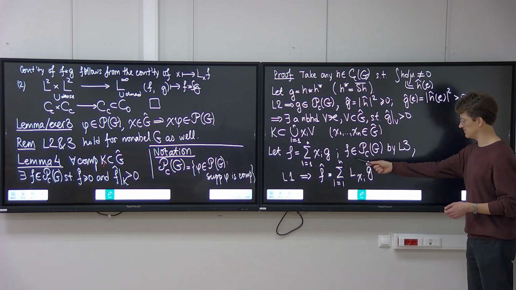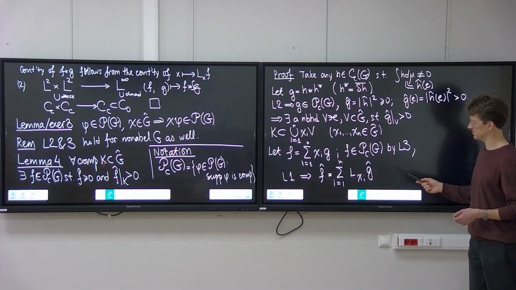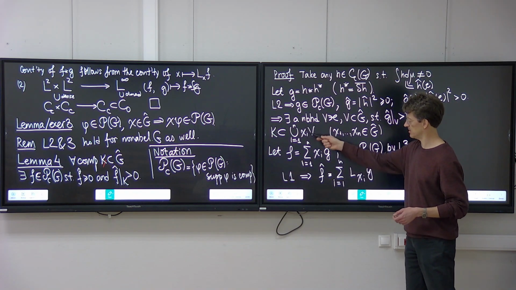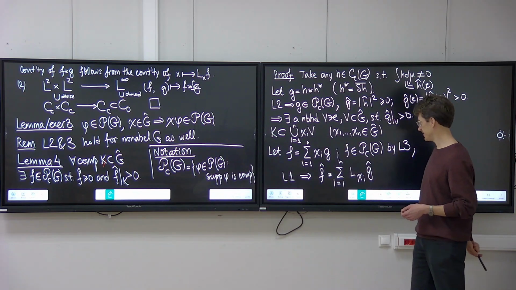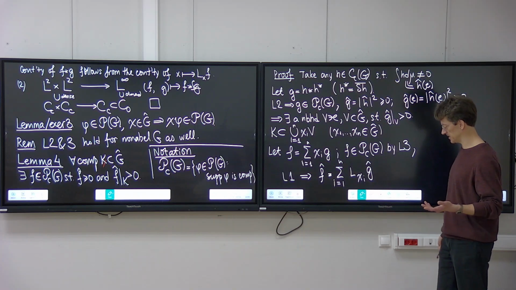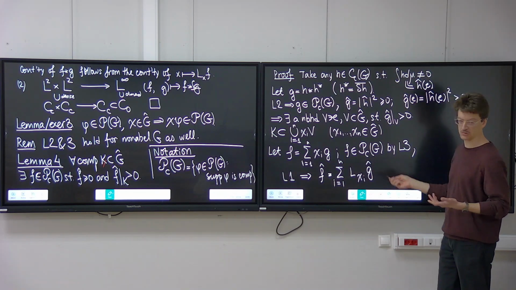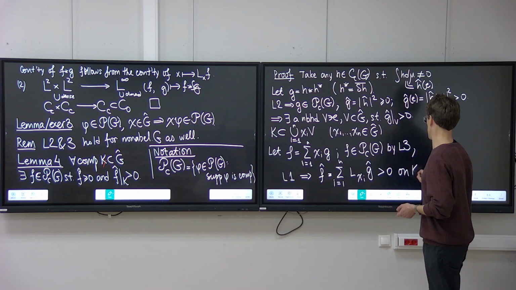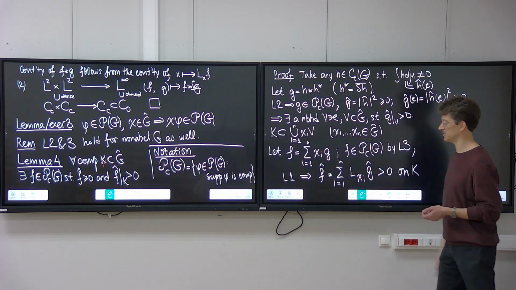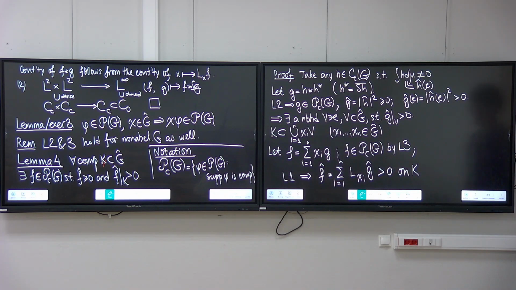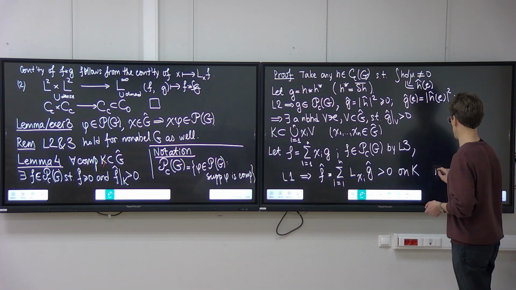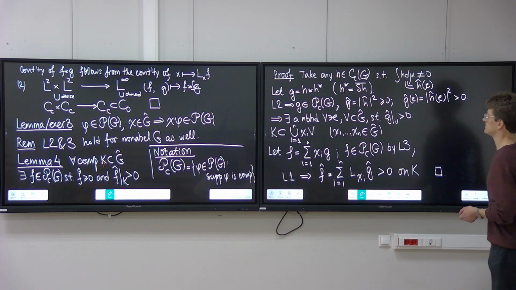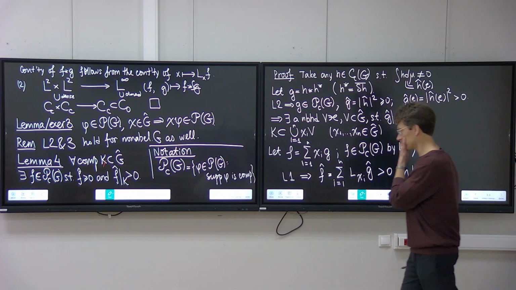Now we see that every summand here is strictly positive on the respective translate neighborhood. So every summand is non-negative, and so the whole sum will be strictly positive on K, because K is covered by the respective sets. And this completes the proof of Lemma 4.